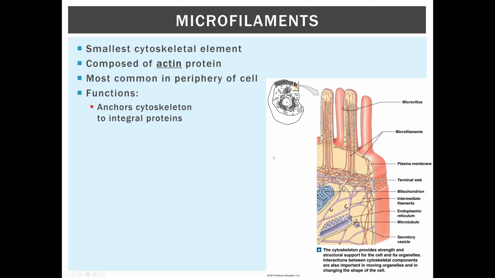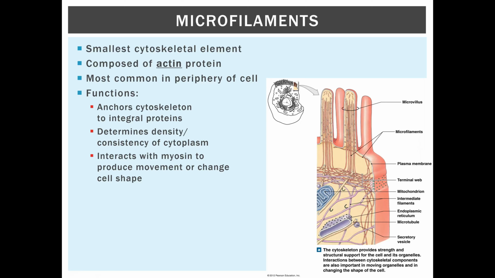They function to anchor the cytoskeleton to integral proteins. So that allows the cell to basically have some stability and structure by having its insides anchored to the membrane. It also can determine the density and consistency of the cytoplasm. So the more microfilaments you have, the more dense and less flexible the cell would be.